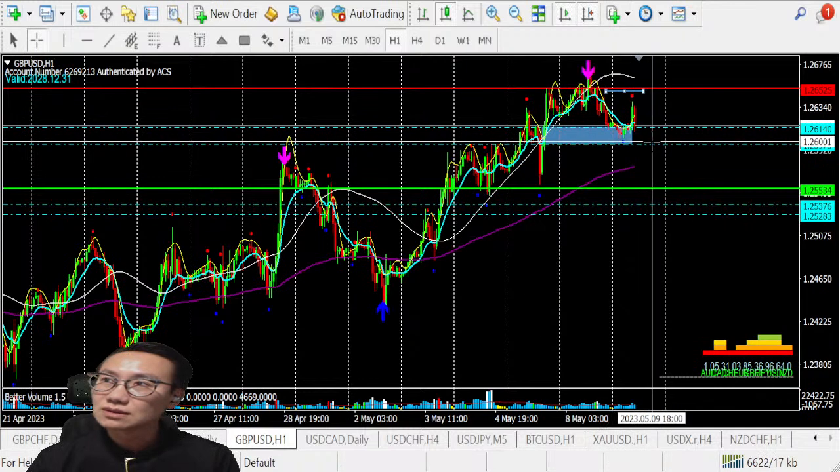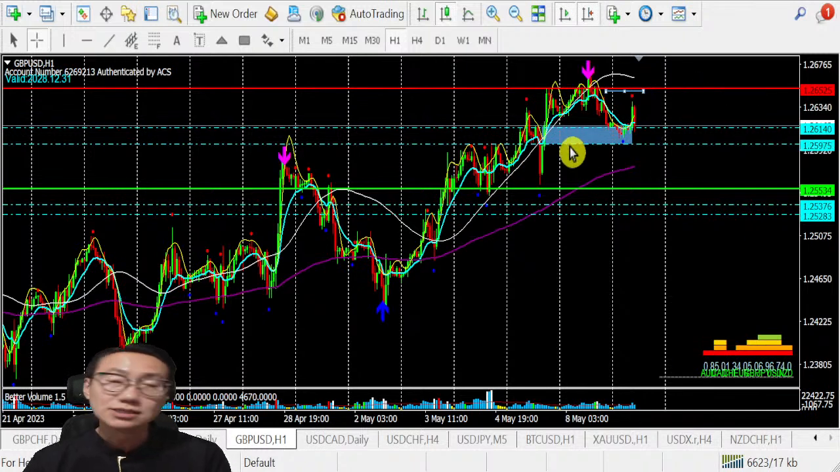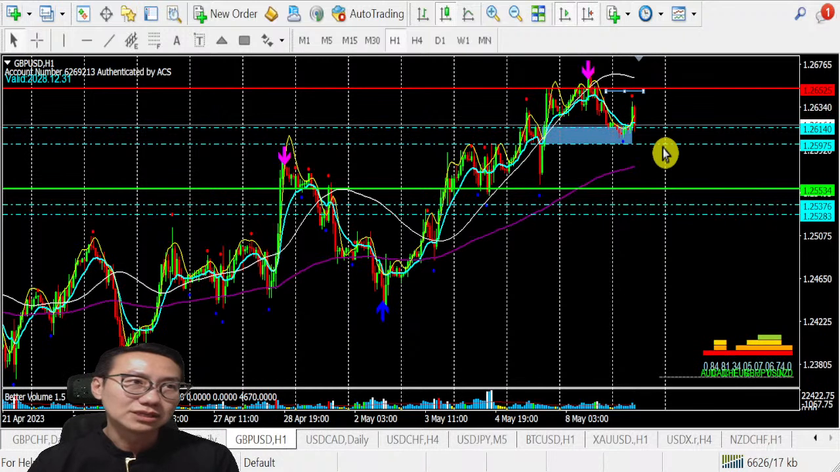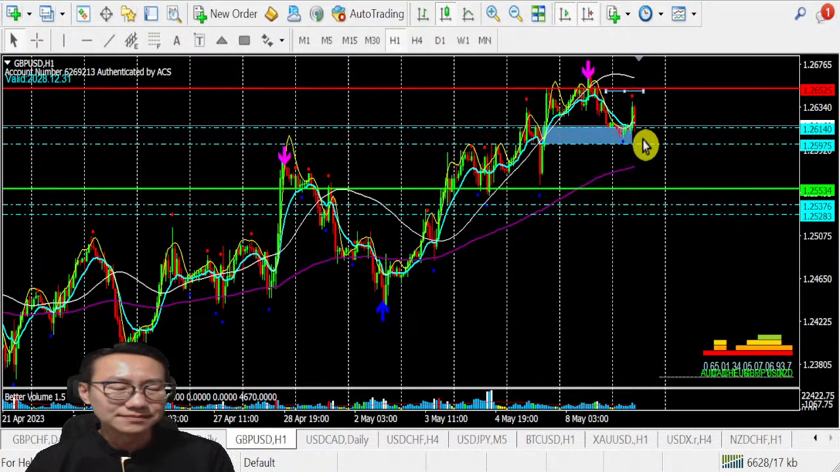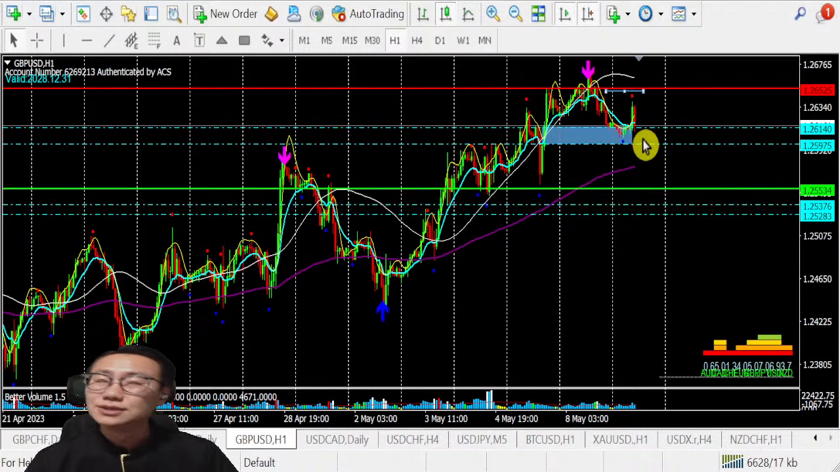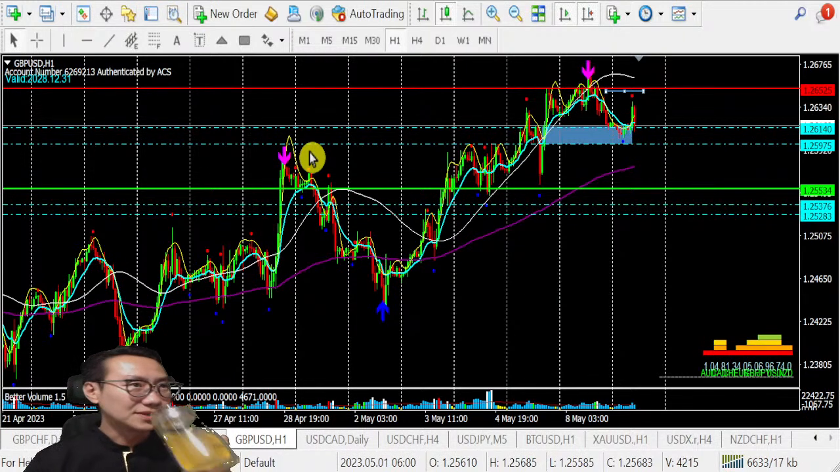If this is going to hold as a support, then I see that the buying of the pound dollar is highly likely. If I continue the selling right now, I think the selling journey can be quite tough, quite slow. You get what I mean?